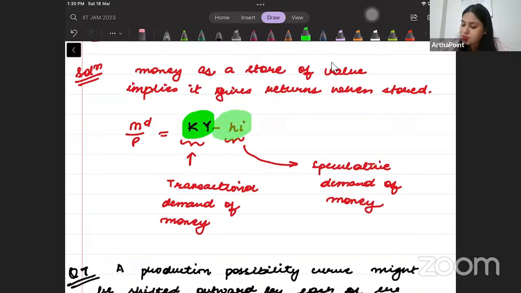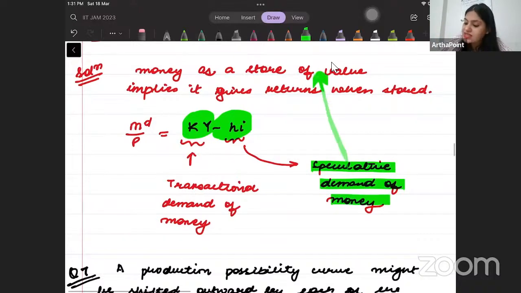But this part, this is my speculative demand of money. That means that I think that money also can give me some return. And because I associate money to return, I want to have some demand of money related to return, right? So this speculative demand of money indirectly says that money has a store of value. That when you save money in some form, when you use it for the purpose of speculation, it also fetches you return in the future, right?